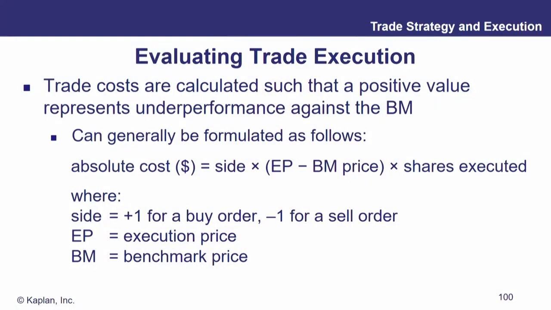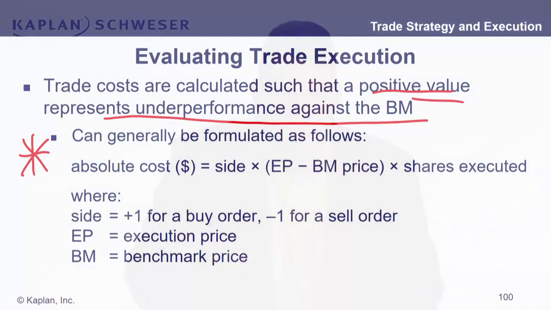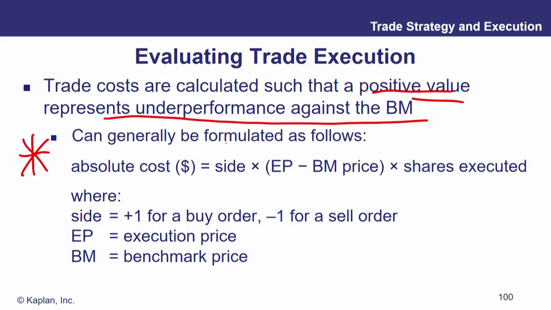Okay, so let's go into some more formulas, some ways that we can make some calculations. So trade costs are going to be calculated such that a positive value represents underperformance against whatever the benchmark is that we're using. So a general formula, this is absolutely a formula that I would like for you to know. In fact, I'd like you to know all four of the formulas that I'm going to go over with you today. So we can take the absolute cost, remember the side. If we're buying, we're going to say it's +1 that we'll put in the formula. If we're selling, it's going to be a negative.